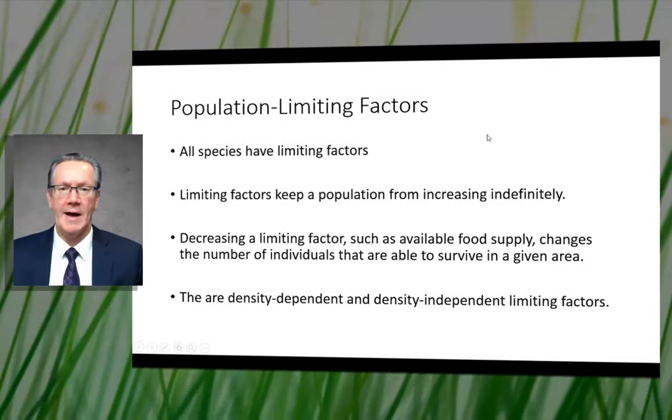Population limiting factors. All species have limiting factors. Limiting factors keep a population from increasing indefinitely. Decreasing a limiting factor, such as available food supply, changes the number of individuals that are able to survive in a given area. There are density-dependent and density-independent limiting factors.